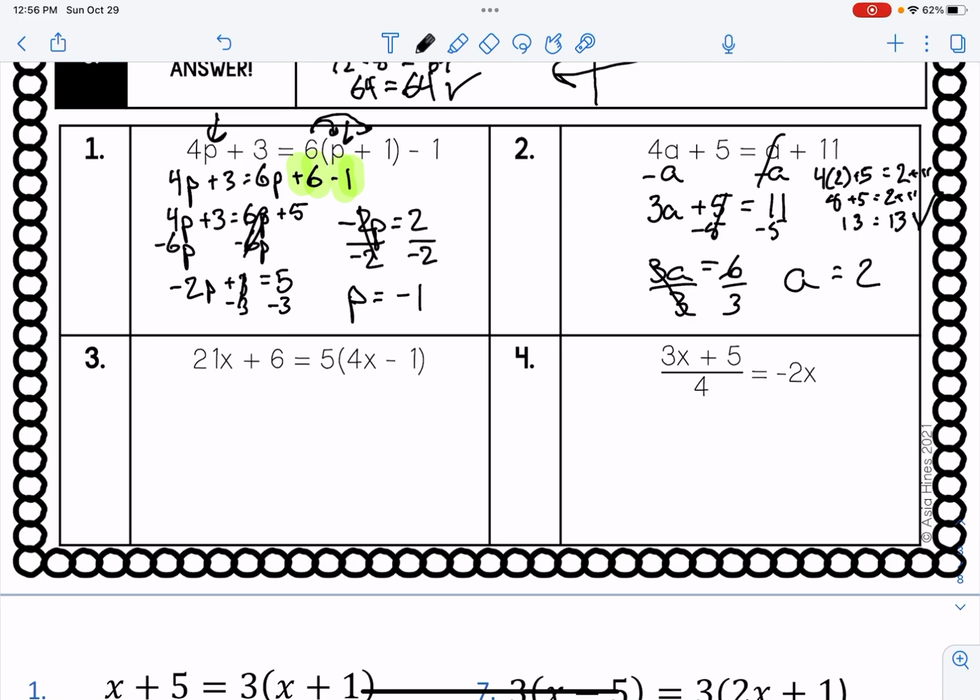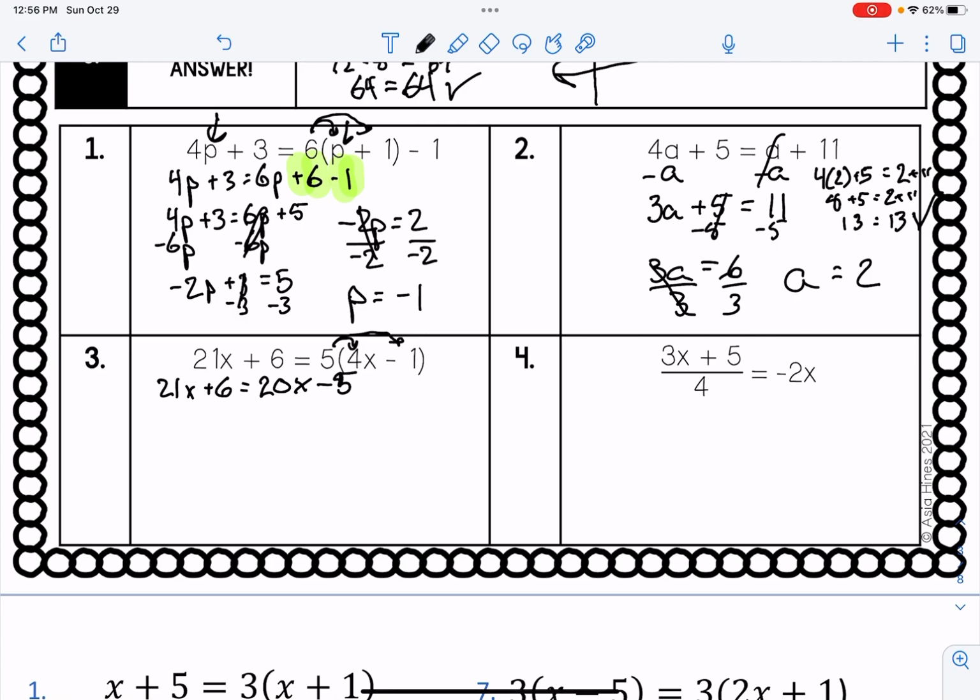All right, let's move on to number 3. Step 1, distribute. So we're going to have our 21x plus 6 equals 5 times 4x is going to give us 20x. And 5 times a negative 1 is minus 5. That's an ugly looking 5. There we go. All right, distributed.